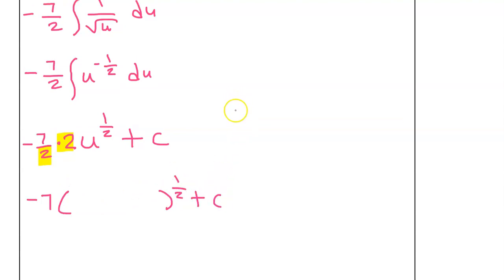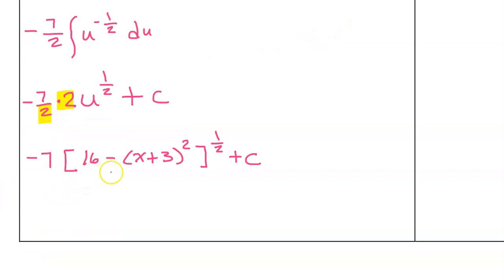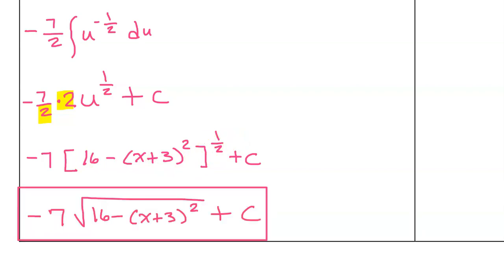plus c. But what was u again? 16 minus x plus 3 squared. Let's go ahead and rewrite this with a square root instead of a 1/2 power. So there's your final answer.